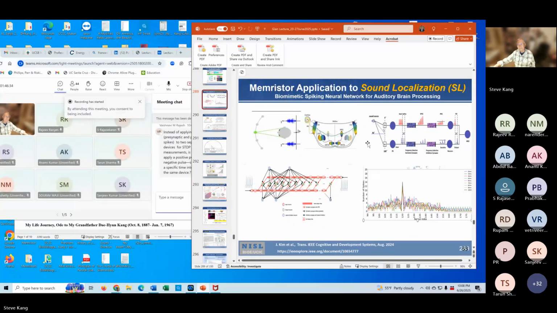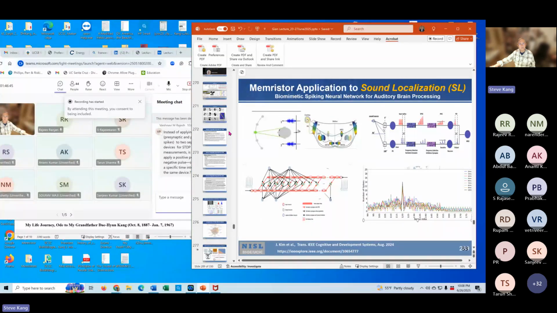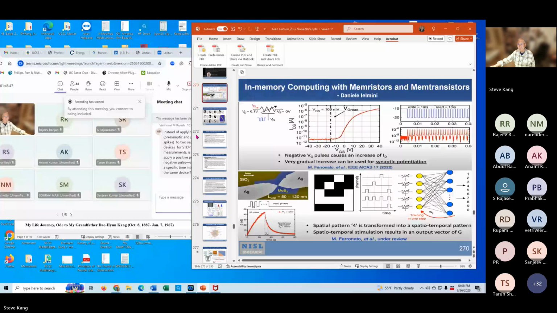Okay, sir. Sir, one more question on PPT number 270. Yes, sir, 270. Sir, here, what type of circuits convert the pixel into the pulse? Is it a mixed signal design or a purely analog circuit, sir?